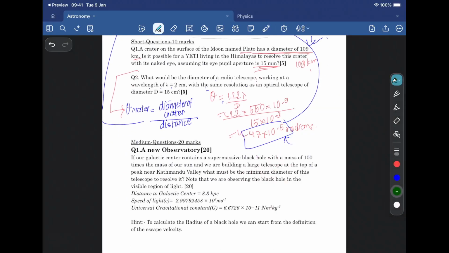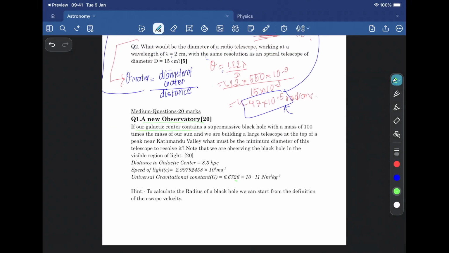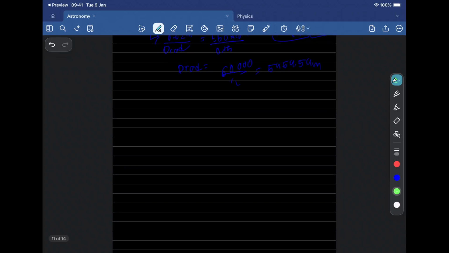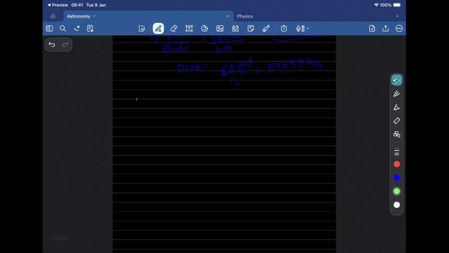So another question we have is a new observation: the minimum diameter of the telescope to resolve the black hole, which is at a distance of 8.3 kiloparsecs. It's an easy question, though a kind of long one. So we would have the radius of the black hole given by 2GM divided by c square, right?